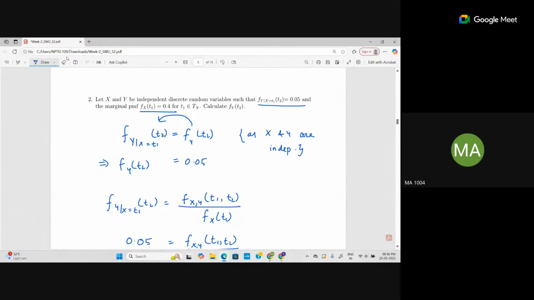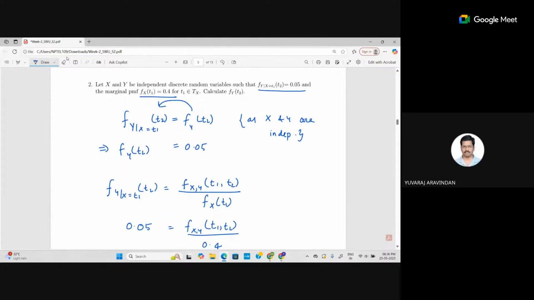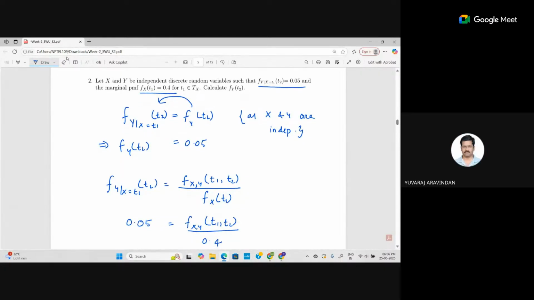Now is it clear? Yeah, ma'am. One basic question, ma'am. When we claim that it is independent, then like X equal to t1, that condition is already given, right? So that means there is a condition implicit, right? How can we say it is independent?